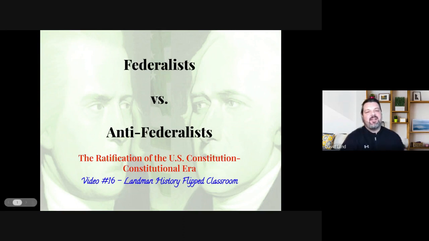The title of today's lesson is The Federalists versus the Anti-Federalists, ratification of the U.S. Constitution. So here you are. Let's get into the giddy up of what this lesson of government is all about.